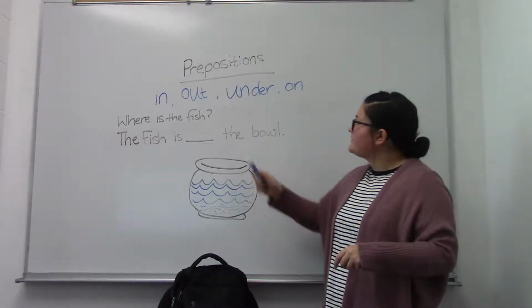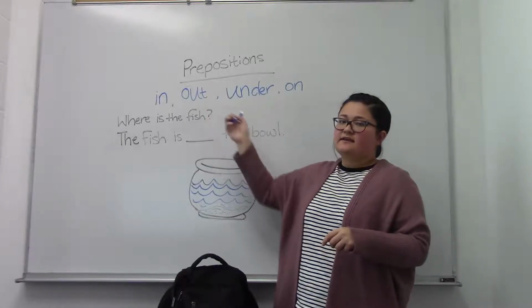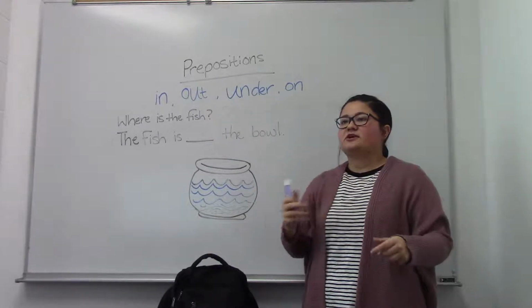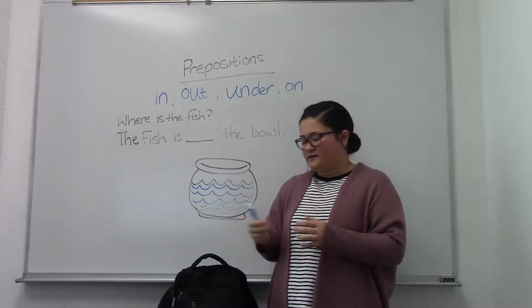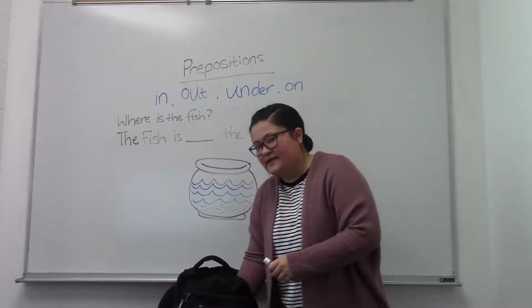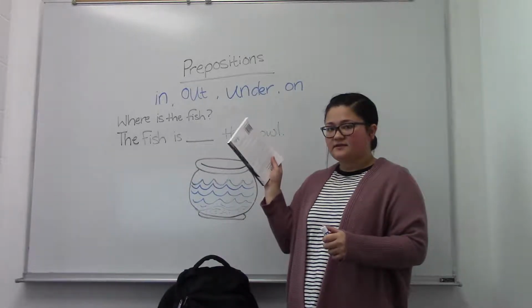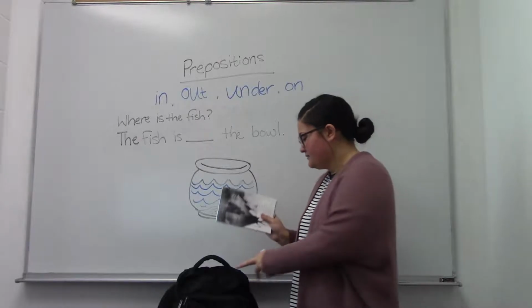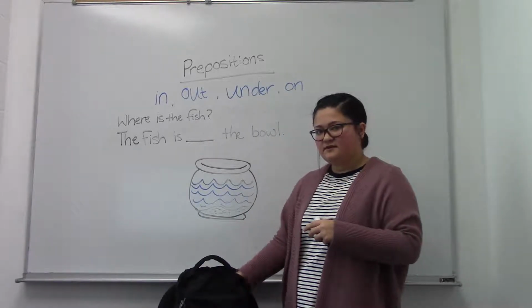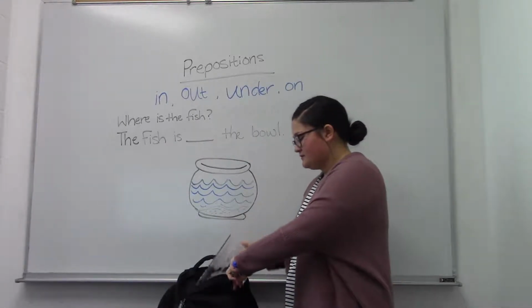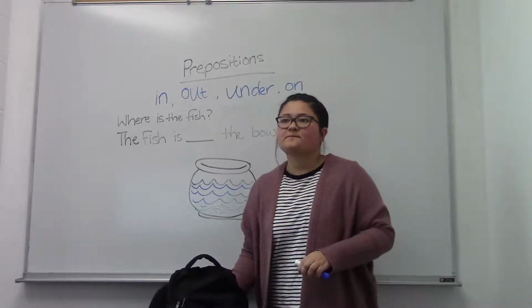The next preposition that we're going to look at is out. And out is used to express the opposite of in. So I could say that I'm taking my book out of my backpack. This would be in, and this would be out. So out of my backpack.